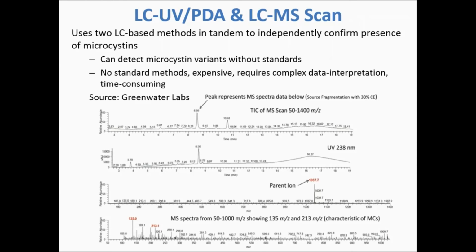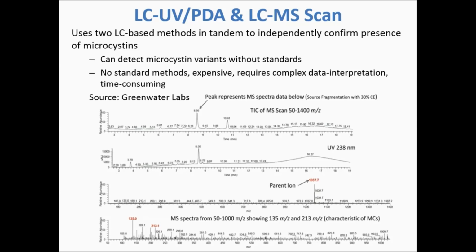The final method I'll cover is the use of LC-UV and LC-MS scans in tandem to independently confirm presence of microcystins. Peaks detected on MS scans that have corresponding peaks on UV chromatograms are potential microcystin variants. If collision energy is introduced, further analysis of product ions typical of microcystins, like the ADA structure which shows up in the bottom under 135, is possible. This method is useful because it can detect microcystin variants without standards.